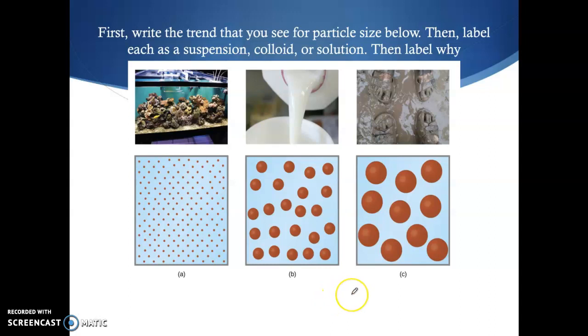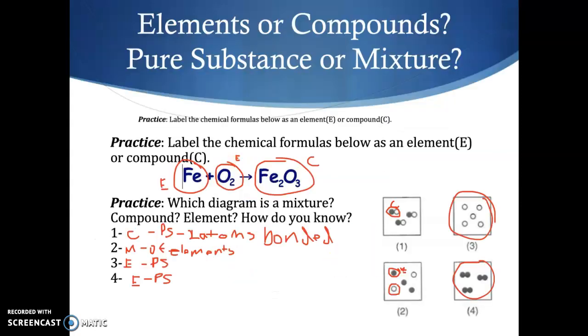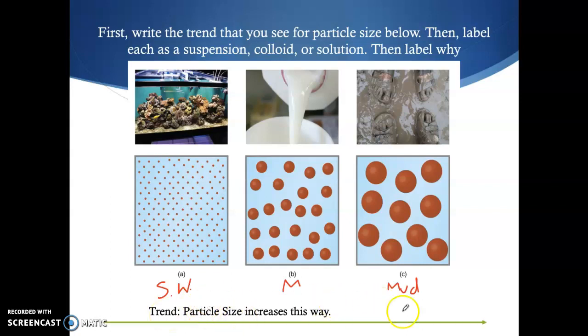Okay, so what I want you to do is look at each of these and think about particle size. Like if I were to go back to this, right here, solutions, these are small, these are medium, and these are large particles. Small, medium, and large particles. So as particles get bigger, they become different types of substance. So here I have salt water, and so this is salt water. I'm going to abbreviate SW. I'd maybe write out salt water on yours. This is milk, and this is mud. Okay, that's mud. As you move to the right, particle size increases in this direction.